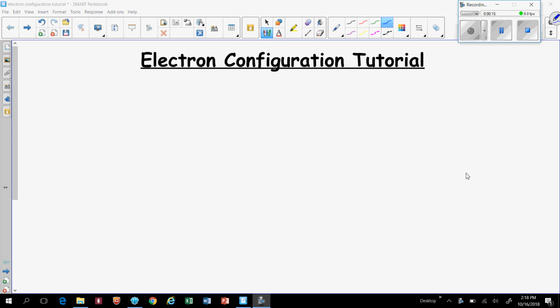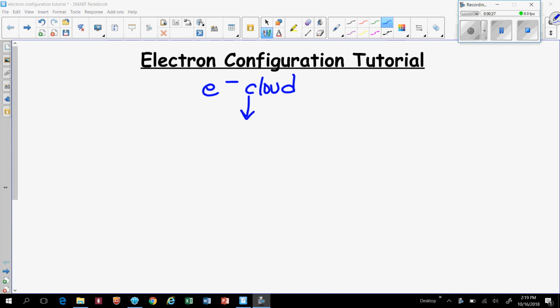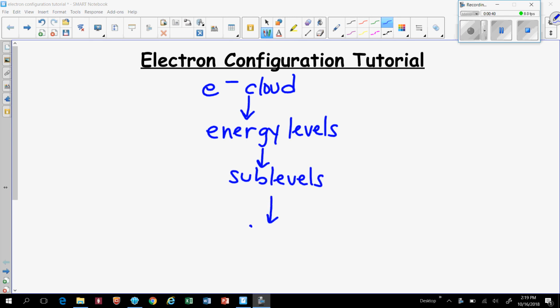So remember that we're talking about the quantum mechanical model of the atom proposed by Schrodinger, which talks about how the electron cloud is organized. And it tells us that the electron cloud is broken down into larger divisions that we call energy levels, and that the energy levels are broken down into smaller sublevels, and that these sublevels are broken down into smaller orbitals.